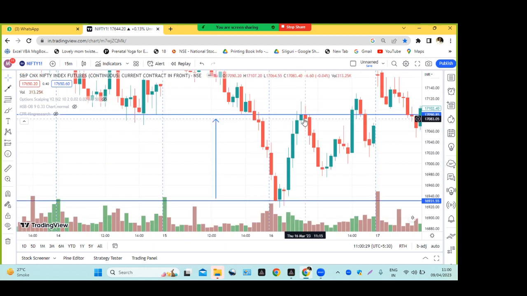Now the moment this is broken, see this level is broken, just enter. How? Just enter short here. Stop loss will be either here or here, maximum 1:1.5, so somewhere here. See what has happened in the next 2 candles, you got your target.